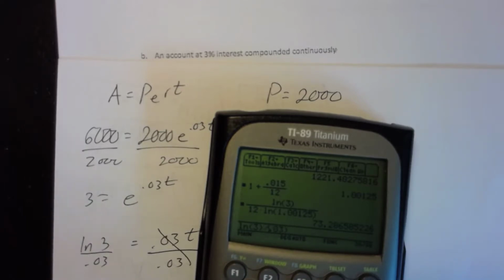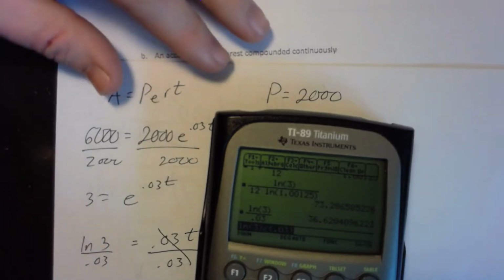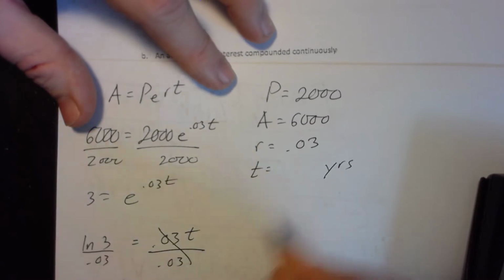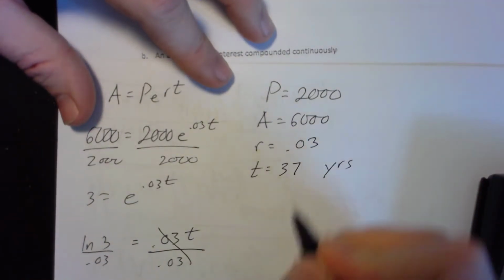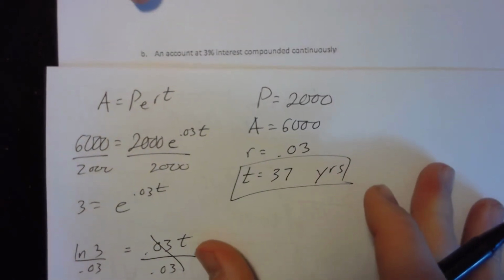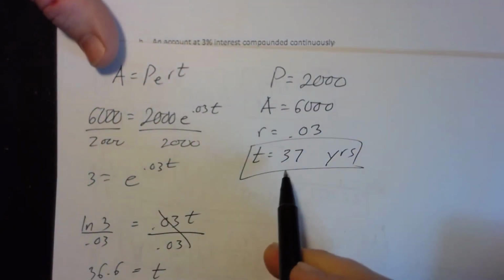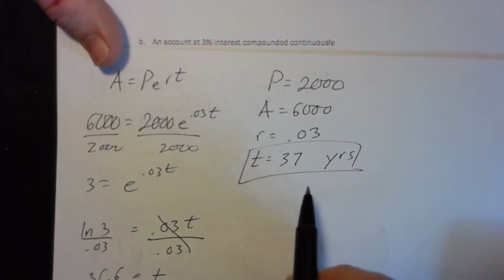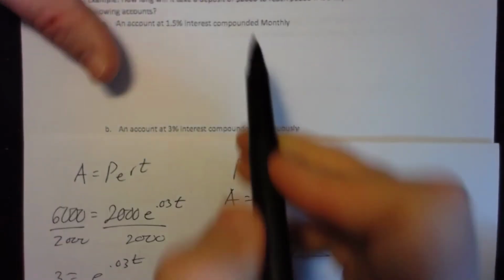divided by 0.03. I make sure that I have all my parentheses in there correctly. And it looks like 36.6, which is almost 37, give or take, years. In this case, again, by rounding to the whole value just to identify the number of years, this tells me that this is almost twice as fast in compounding to be tripling the amount of money that we've invested.